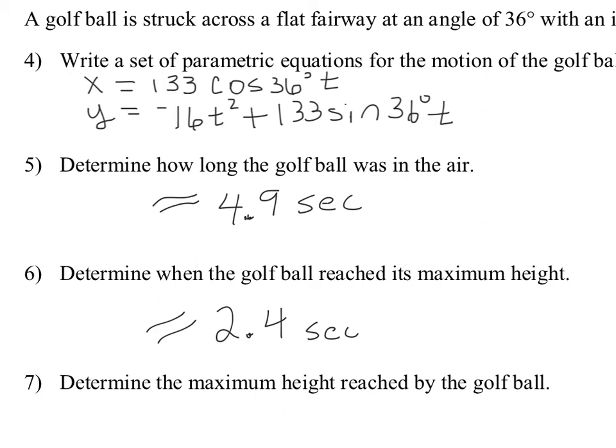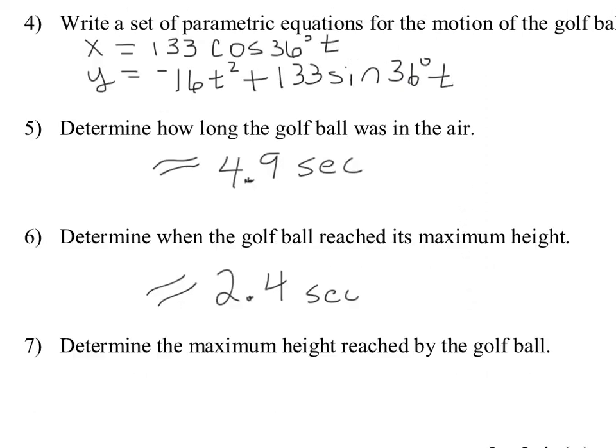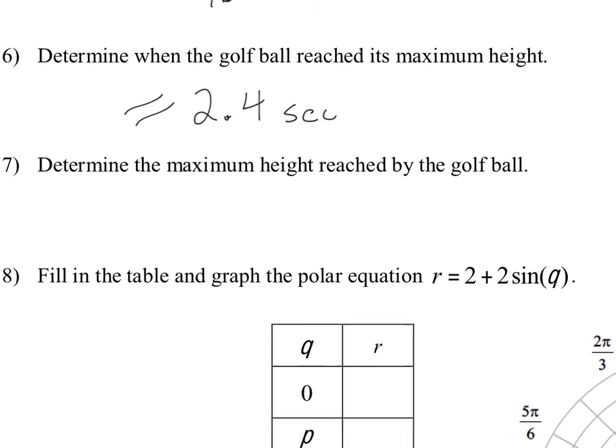And at the end, the time was 4.9 seconds. And then I traced back to the top of the parabola to get the maximum height. The time when the golf ball was at its maximum height was 2.4 seconds, and the maximum height was 95.5. So I'm going to go ahead and write that one in, 95.5 feet. Okay, so make sure that when you're answering your questions, you know what measurement it is you're looking at. Time is in seconds, height was in feet.